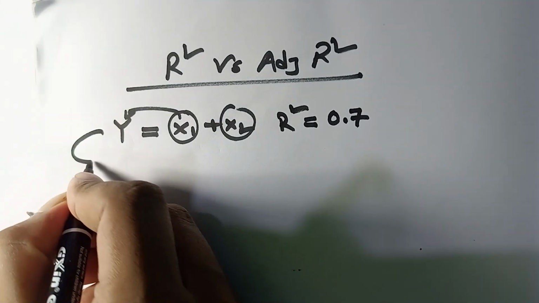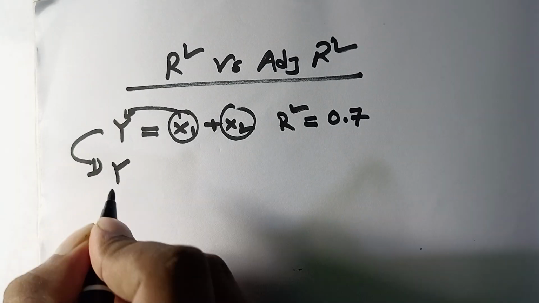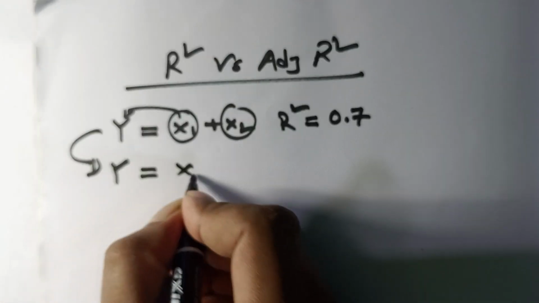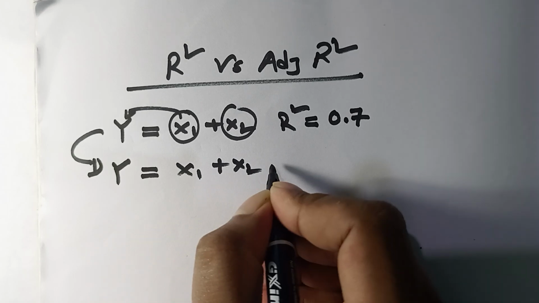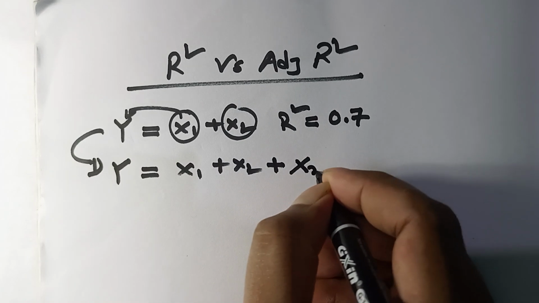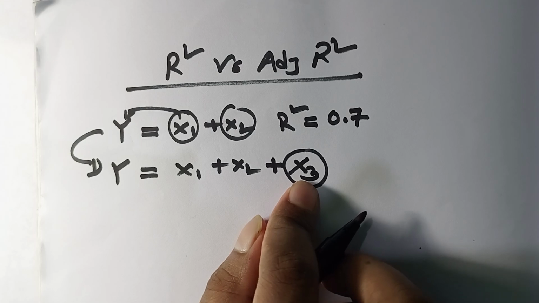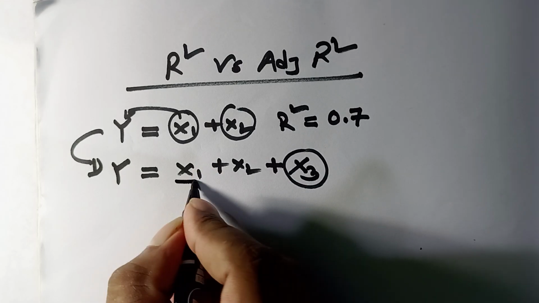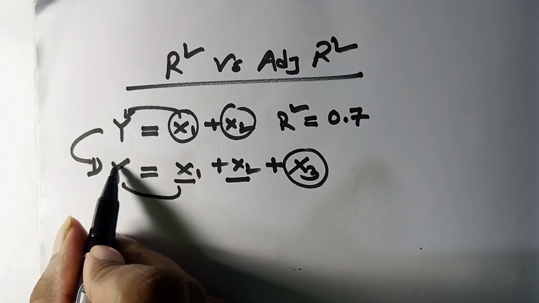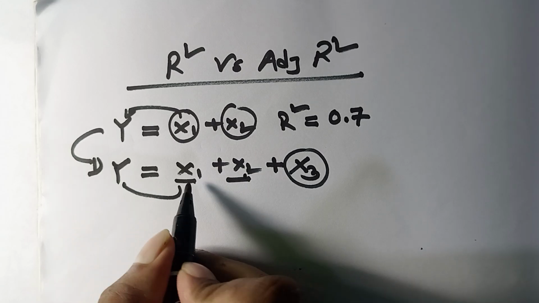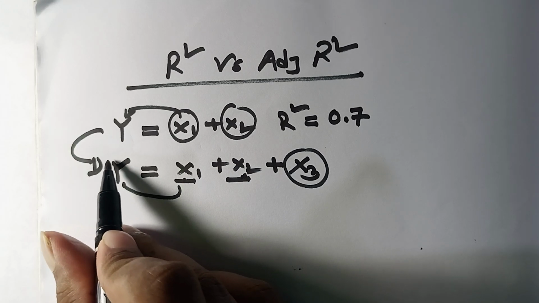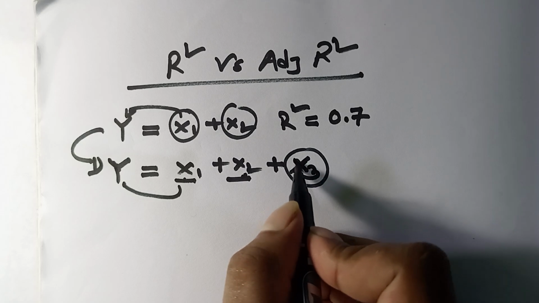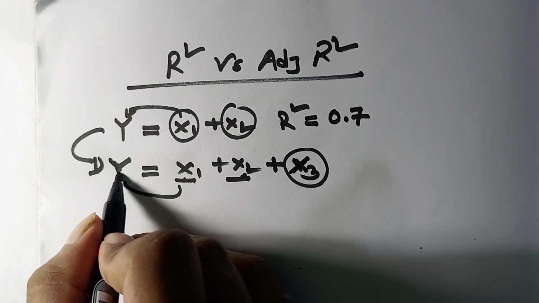Right, now I expand this regression model and add a new variable. Y is equal to x1 plus x2 plus a new variable called x3. That's the variable of interest, because x1 and x2 are related to this y and can explain it, but this variable x3 cannot explain this y.